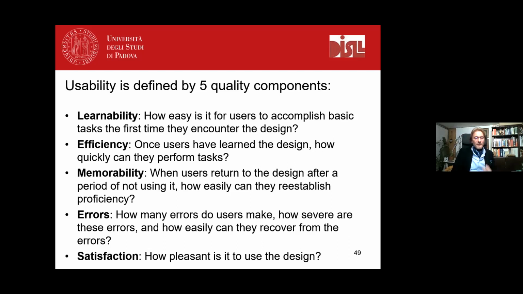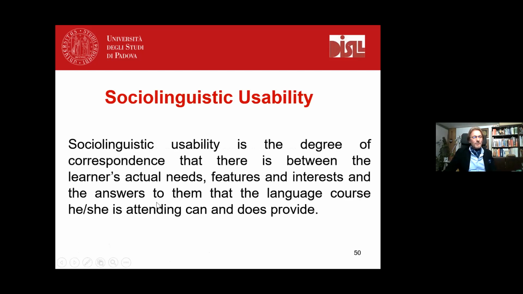But the most important of these 5 components is definitely satisfaction. The more satisfied you are with what you are learning, with what you've learned, the more you are motivated to go on learning. And that's what lies at the basis of language learning, I think. So on the basis of this, we may suggest a definition of sociolinguistic usability as the degree of correspondence that there is between the learner's actual needs, features, and interests, and the answers to them that the language course he or she is attending can and does provide. And this is, in my opinion, extremely important, not just in terms of what you learn, but in terms of being motivated to go on learning.